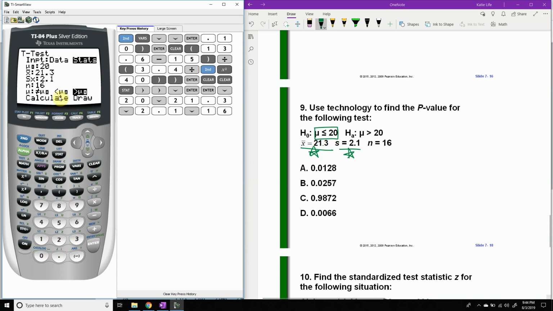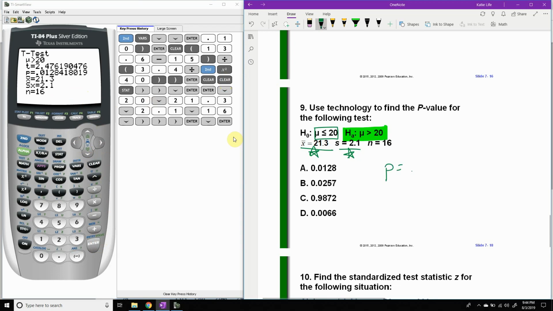Now, I have to decide on the nature of the test, and again, that is given by the alternative hypothesis. So I'm looking at this statement. And it is mu is greater than 20, so that is a right-tailed test. So I want to make sure that greater than mu, that symbol there, is selected. And then we're just going to hit calculate. So from the output here, it looks like our p-value is 0.0128418019. That is going to round to A.